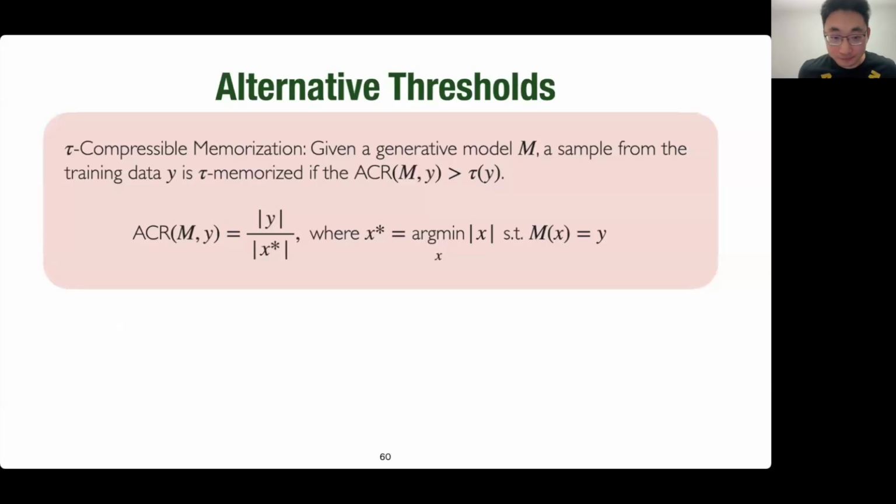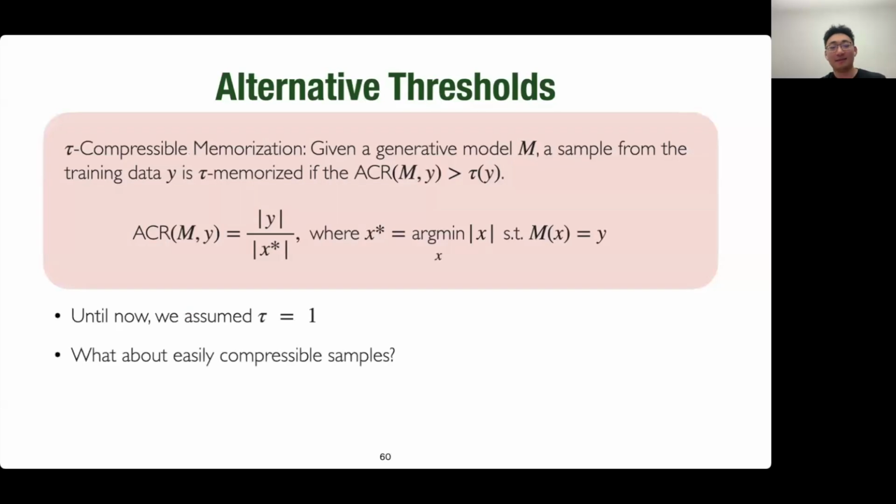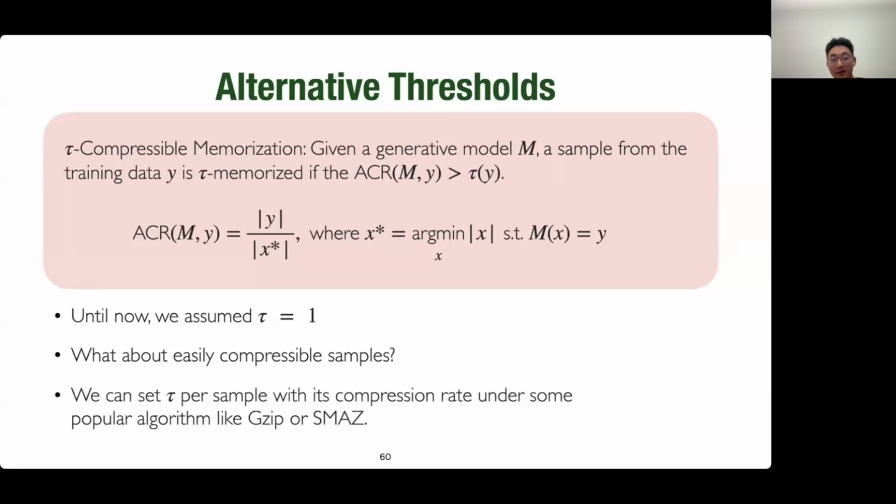So this actually brings up an alternative definition, which Daniel has asked about. Here, we're not comparing ACR to 1 anymore. We compare that to a sample-specific threshold tau. Before, we always set tau to be 1. But obviously, there are data that are compressible by an adversary. Now it turns out maybe tau should be some other compression rate under a different compression algorithm.